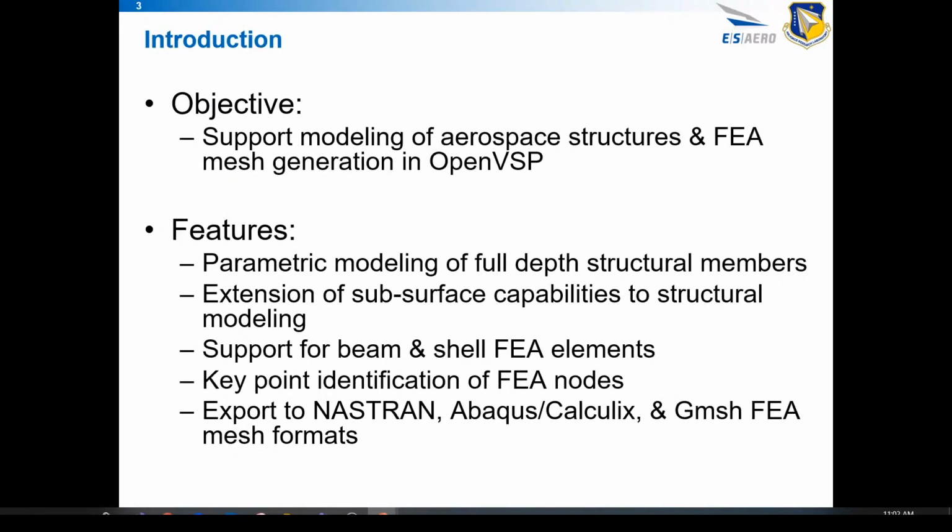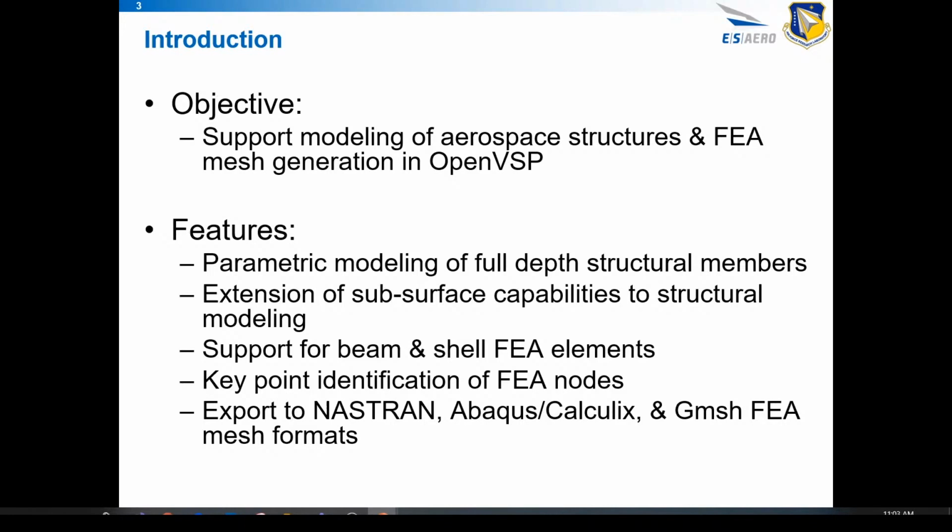So when we initially set out to add this capability to OpenVSP, we wanted to support modeling of aerospace structures and FEA mesh generation. This was actually something that there was a capability for in version 2, but we wanted to bring it to version 3 because it had been left behind, and improve it from there. The features that we have available: parametric modeling of full depth structural members. That means things like ribs and spars that go all the way through the OML.